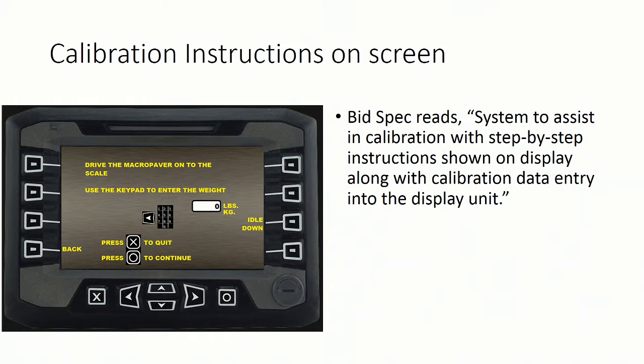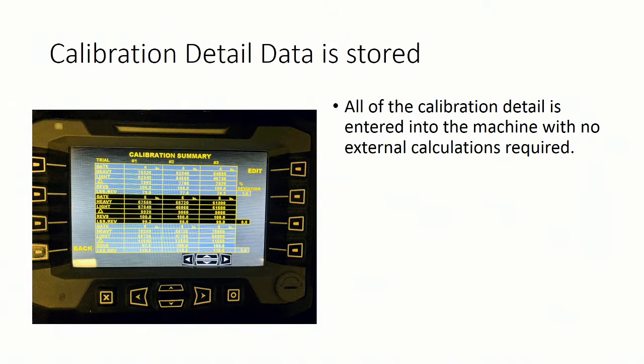So the bid specs ask for the system to assist in the calibration. And that's something we went on early on in this because we train so many people new to the industry on how to work with this. So we actually tell you step by step, and you'll see it right on the screen. Drive the macropaver onto the scale and enter the weight. This is showing the full data of the calibration that's recorded on the machine. Those are all the weights of how you arrive at how this machine correlates the volume measurements to the mass measurements.